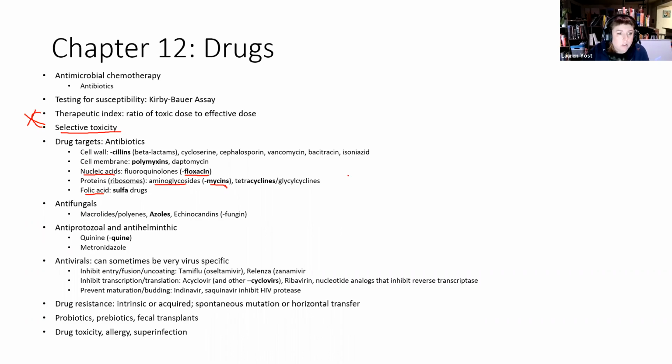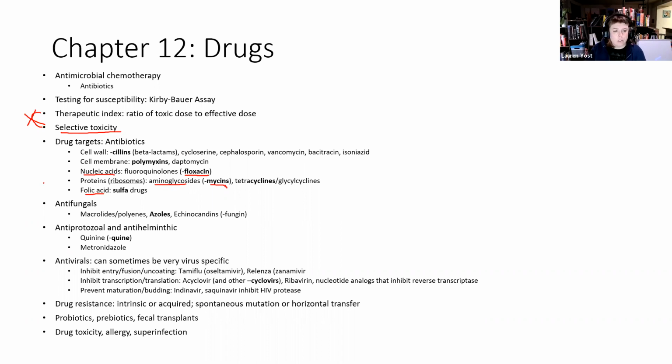Any questions about that part before we move on to everything besides antibiotics? Everything besides antibiotics, we'll go through those. That's the antifungals, the antiprotozoals, treating helminths, all of that stuff.